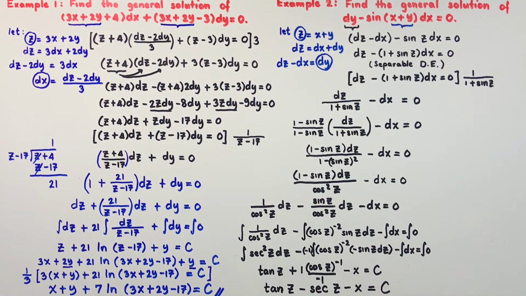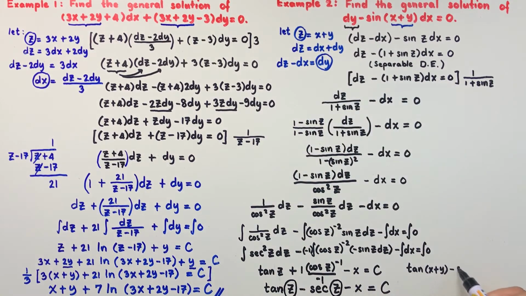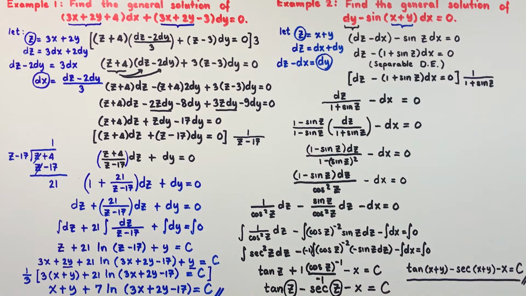And substituting our original variables for z here, we have tangent of (x + y), because our z is x + y, minus secant of (x + y) minus x is equal to the constant of integration c. And we say that this is our solution for the given differential equation.